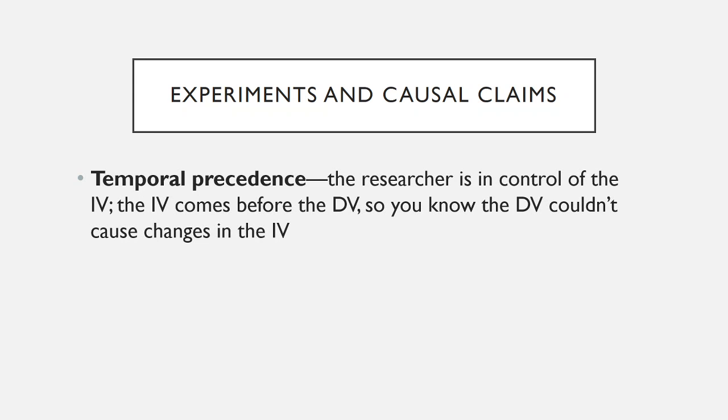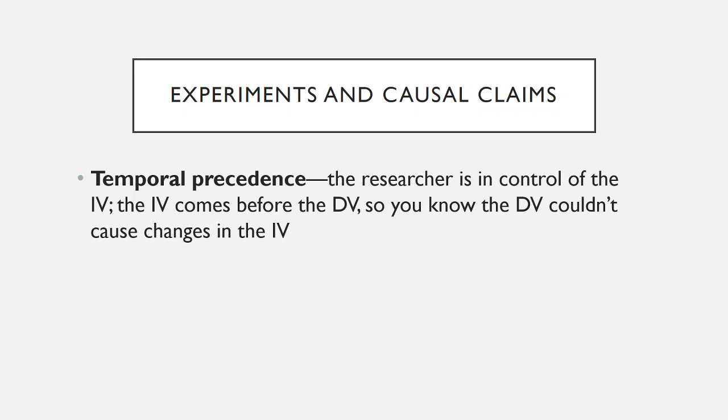The reasons experiments are able to help you establish the criteria for these more stringent causal claims are threefold. One is this notion of temporal precedence that I just touched on. The researcher will be in control of the course of time that participants are experiencing the different variables. The researcher can ensure that the IV comes first and that the DV comes second, so that you know that it couldn't be the DV causing changes to the IV.